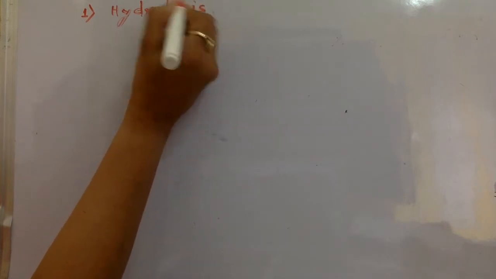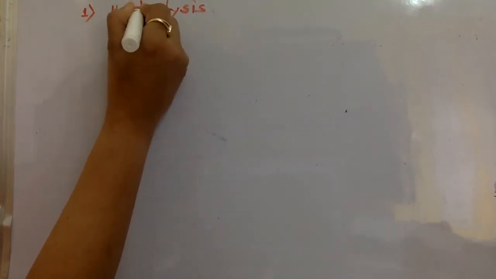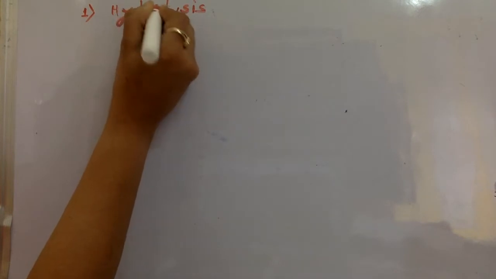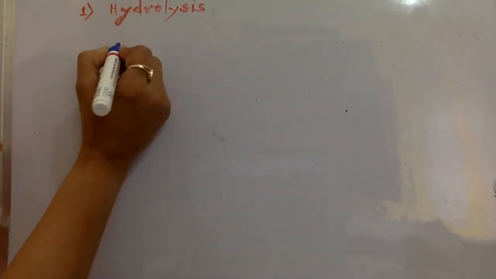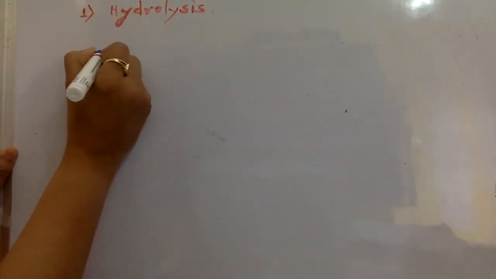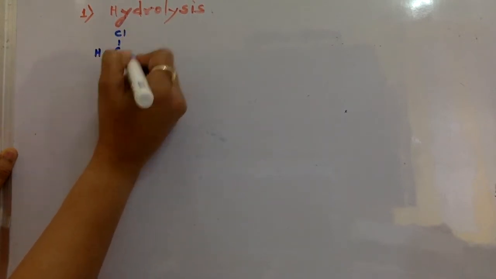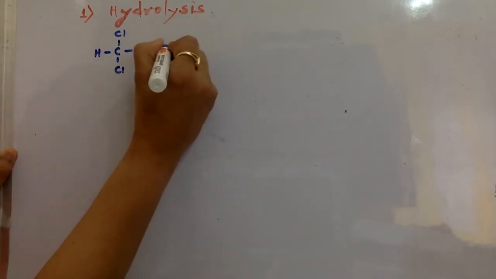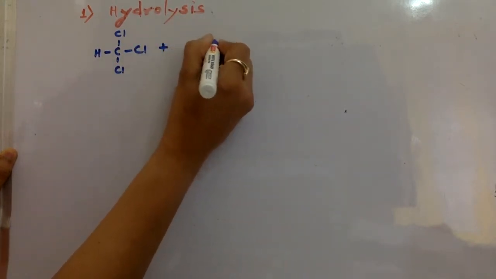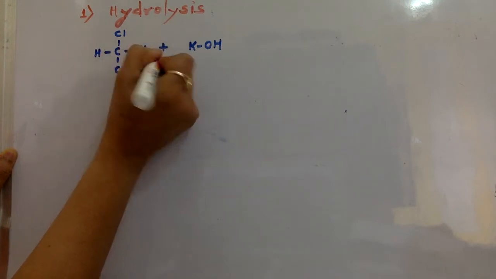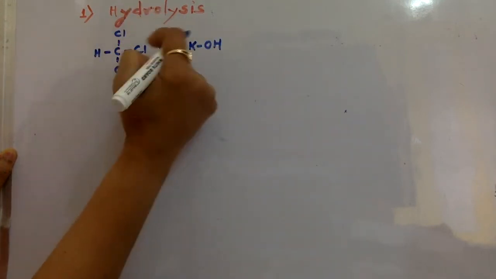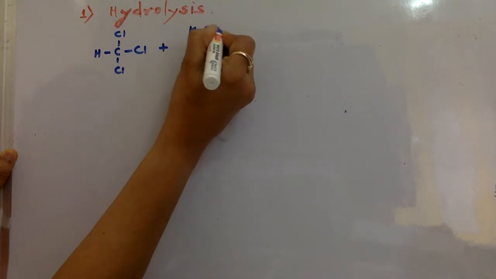Now, when I say trihalogen derivative of alkane, I mean chloroform, iodoform, and things like that, where the three hydrogen atoms of alkane are replaced by three halogen atoms. So, for example, I take chloroform. Hydrolysis means reaction with aqueous KOH. So, one chlorine will be replaced by one OH, so 3 chlorines will be replaced by 3 KOH.